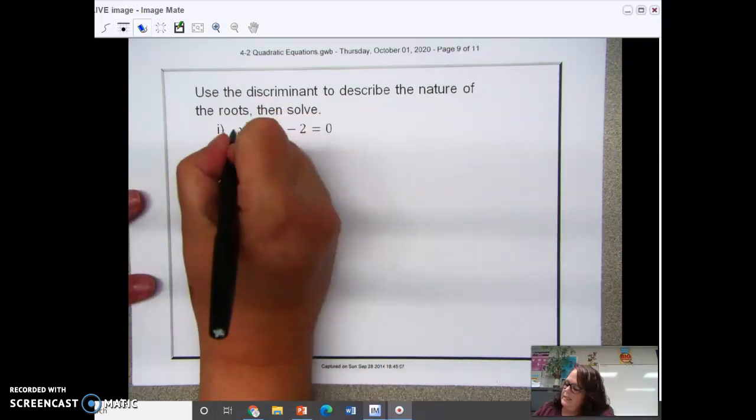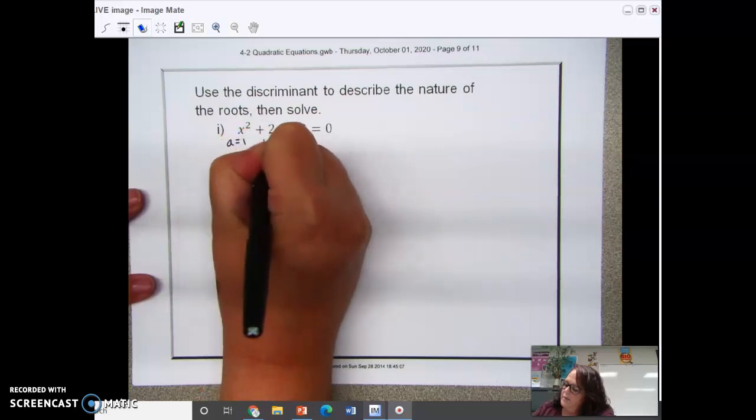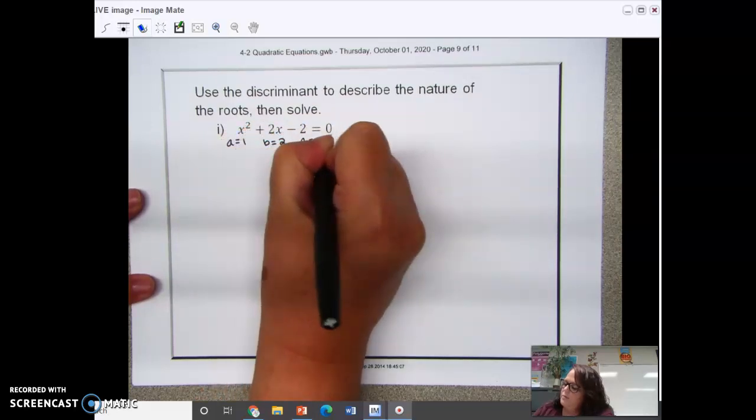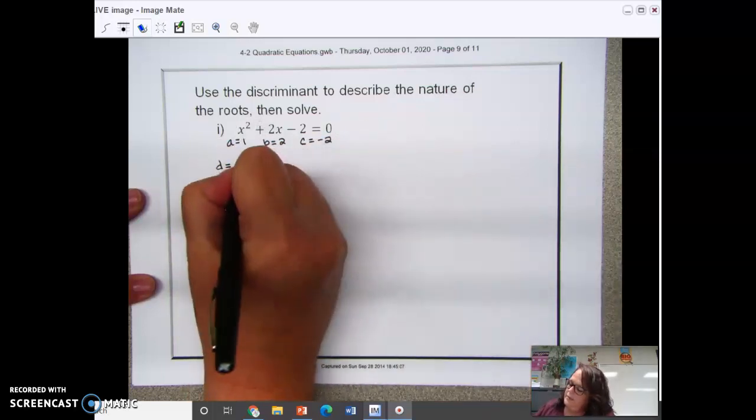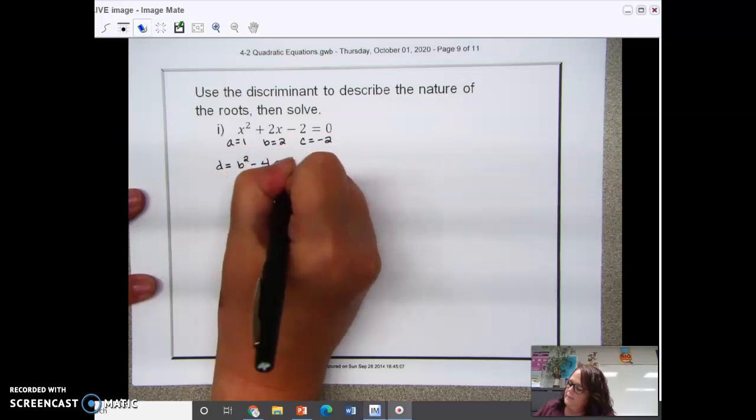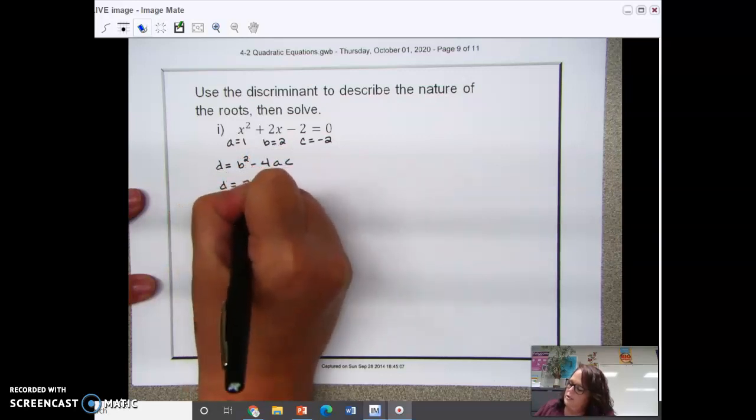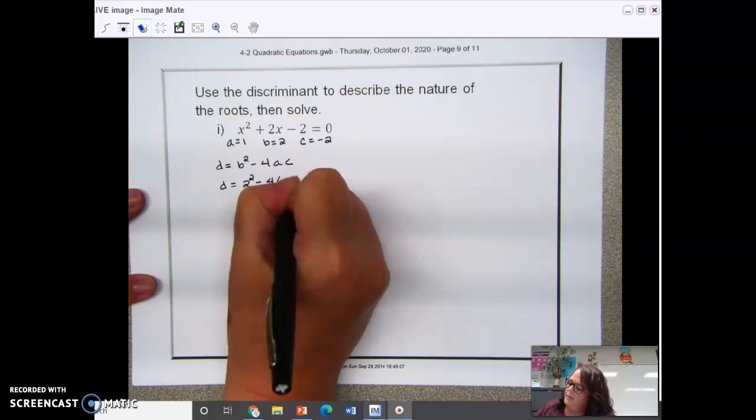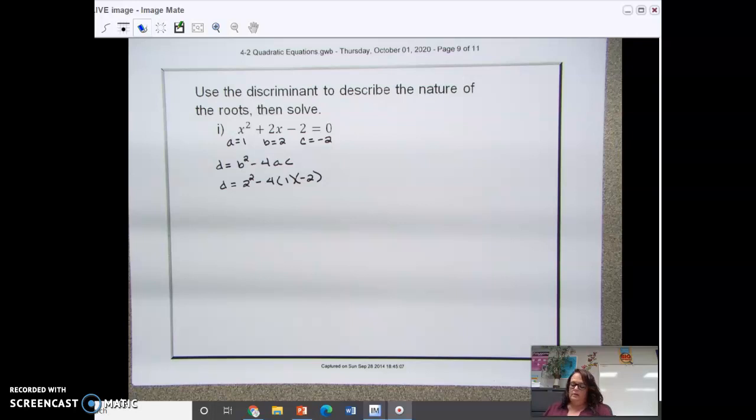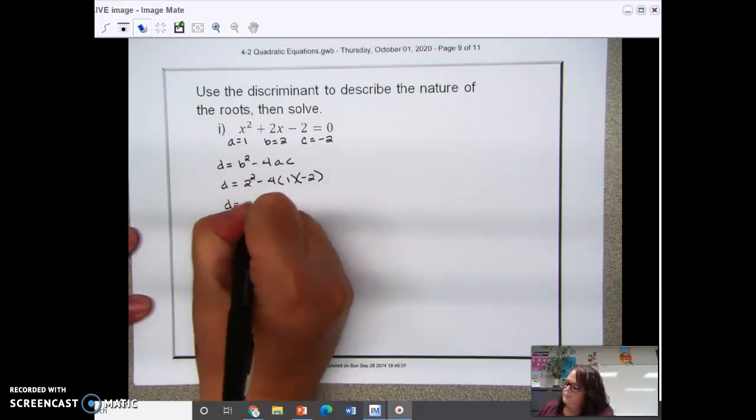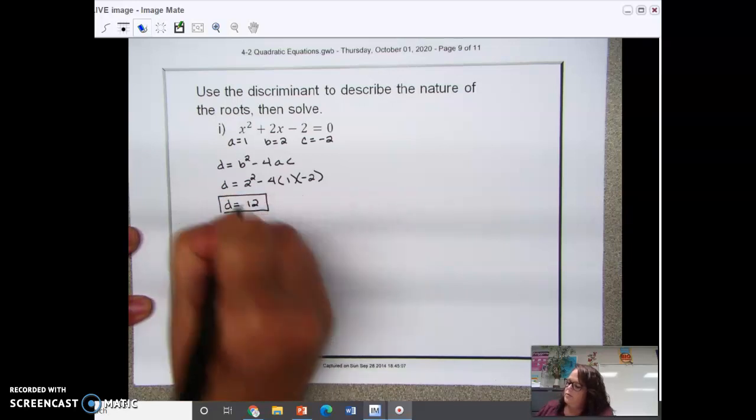So hopefully you're seeing that the A value is 1, the B value is 2, and the C value is -2. And so if we look for the discriminant, that's going to be B squared minus 4AC. So that means it's going to be 2 squared minus 4 times 1 times -2. And if we plug that into our calculator, we get positive 12. So there is our discriminant.